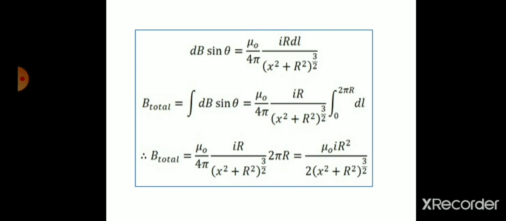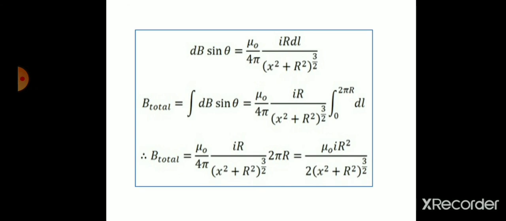Substituting the value of sin theta as capital R divided by x square plus r square whole raised to half, we get dB sin theta equals mu 0 by 4 pi I R dl divided by x square plus R square whole raised to 3 by 2, which is 1 1/2. So the net magnetic field is the integral of this dB sin theta, which is equal to mu 0 by 4 pi I R divided by x square plus R square whole raised to 3 by 2, times the integral of dl.